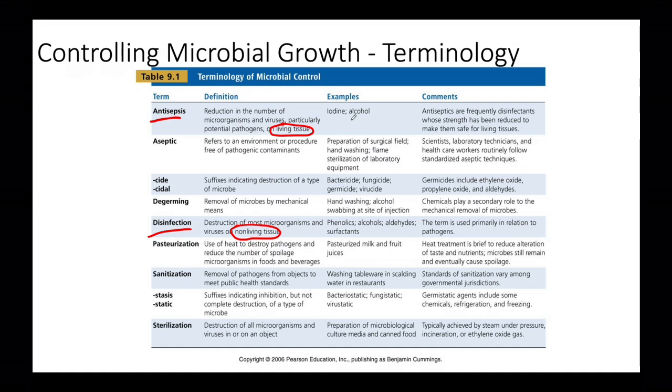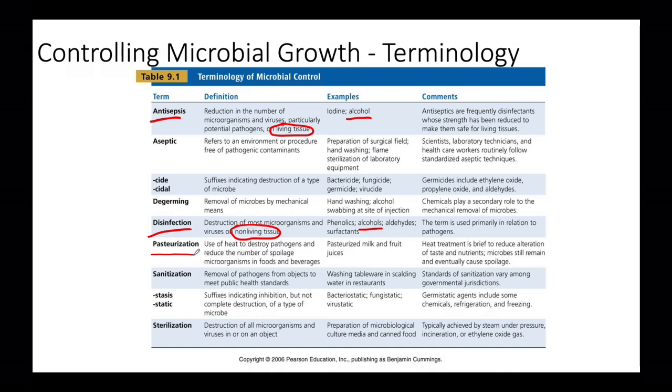So we're going to talk about specific examples, but realize the exact same chemical could be used for each of these. So if you took alcohol and cleaned a surface, that would be disinfection. But if you took alcohol and scrubbed a patient's skin, that would be antisepsis. So just realize the distinction there. It's where you're minimizing the number of microorganisms.